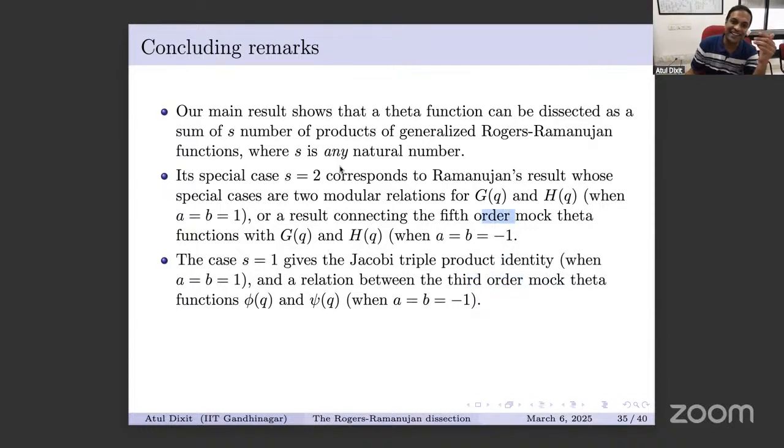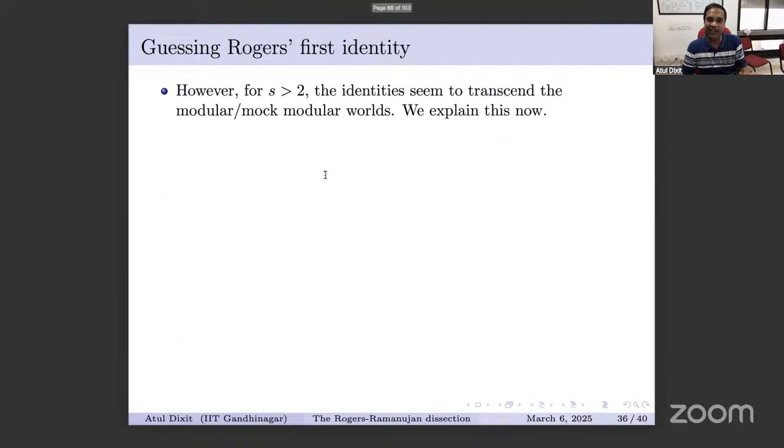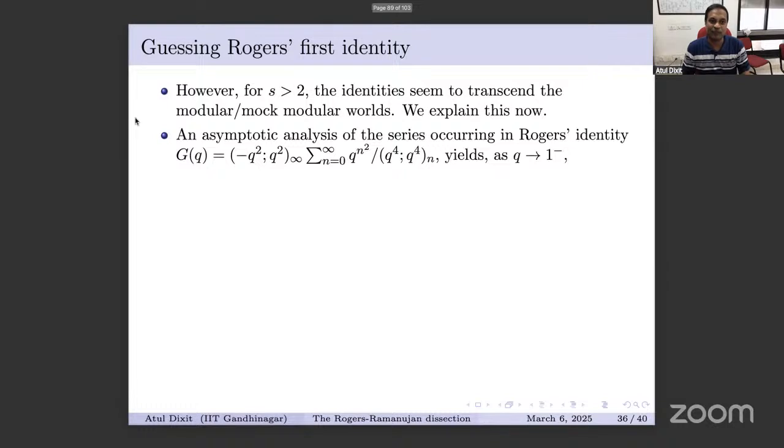Now, somebody might say, what if we take S equal to 3? Do we get seventh order Mock theta functions? So this is what we also were quite hopeful about. But unfortunately, it doesn't look like the series that are involved in there are related to anything like seventh order Mock theta functions. In fact, when you transcend this S equal to 2 case, I don't think we even go into the Mock modular world. It is something beyond the modular or Mock modular world. So let me try to explain this.